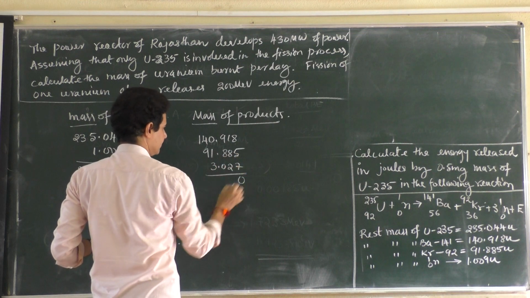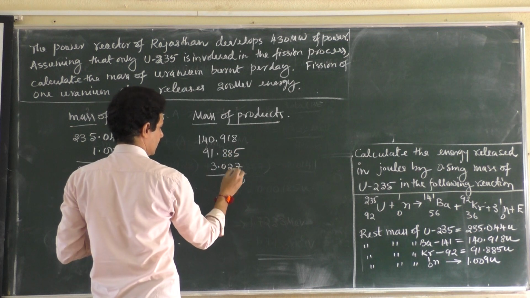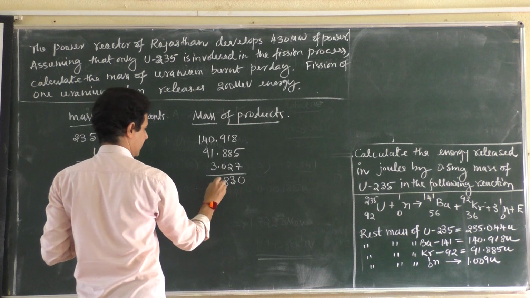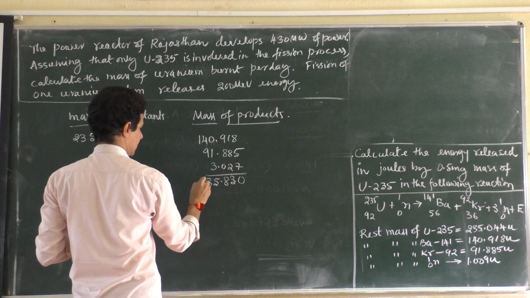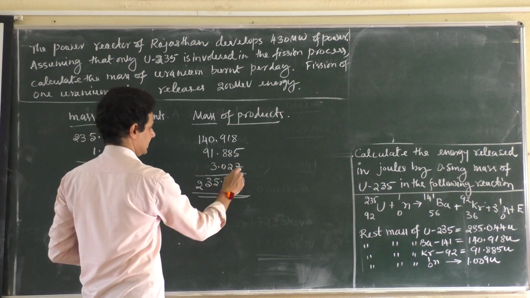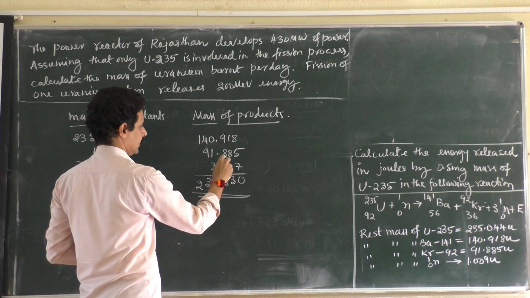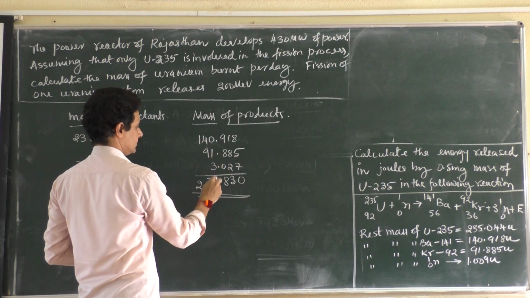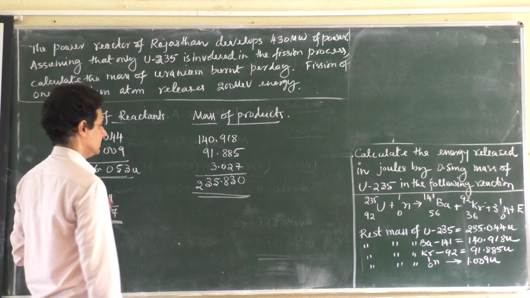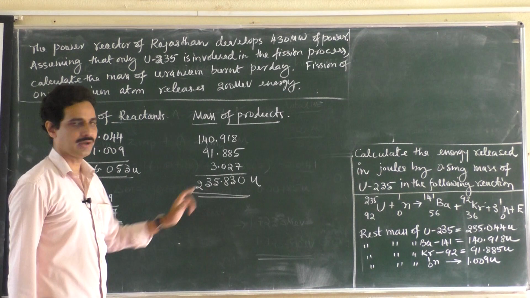So adding these up, we get 235.83. Is it less? 236 here, 235 here, it is less.